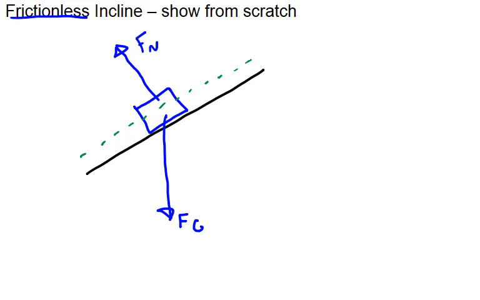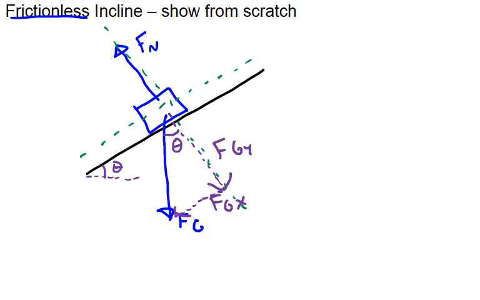Our coordinate axis will be like this. And our force of gravity needs to be broken up, right? So we have force of gravity in the y, force of gravity in the x. And if we know what the angle of the ramp is here, theta, we'll also know what this angle is here, theta. And we can find out what force of gravity in x is, force of gravity in the y is, and we'll know what's going on here.